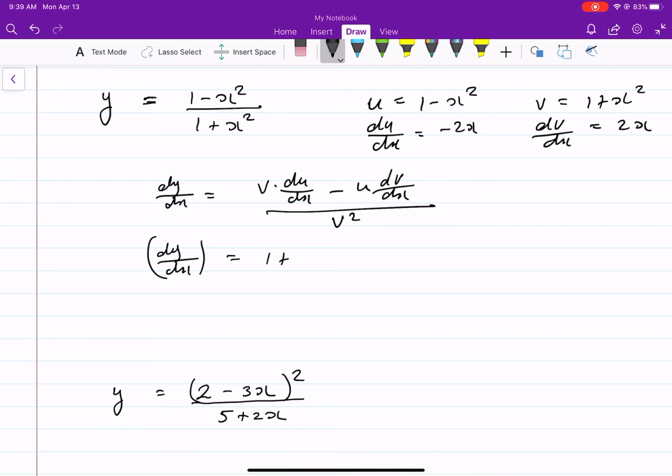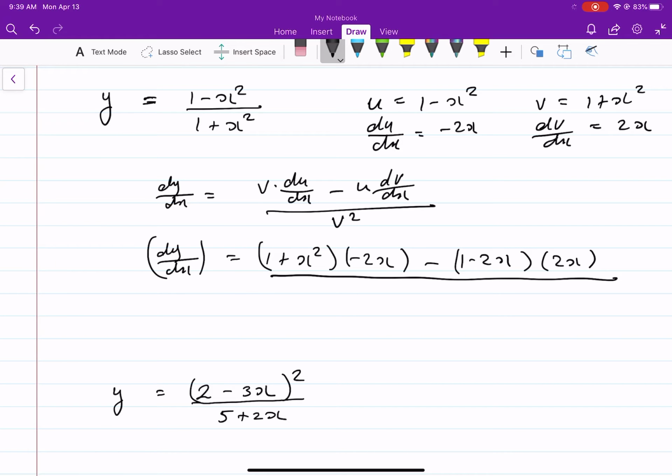dy/dx is equal to v first, 1 plus x squared, times du/dx, which is negative 2x, minus u, 1 minus x squared, times dv/dx, which is a positive 2x, all divided by v squared, which is (1 plus x squared) all squared. The denominator squared, v squared.